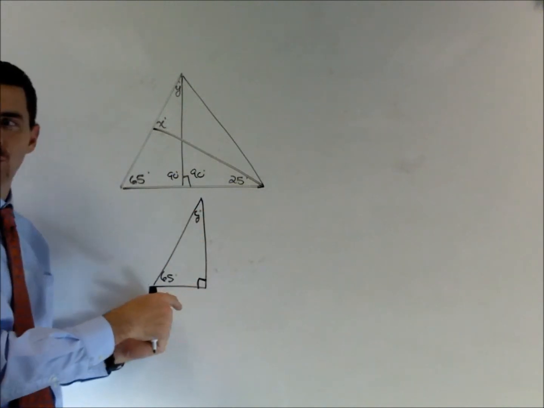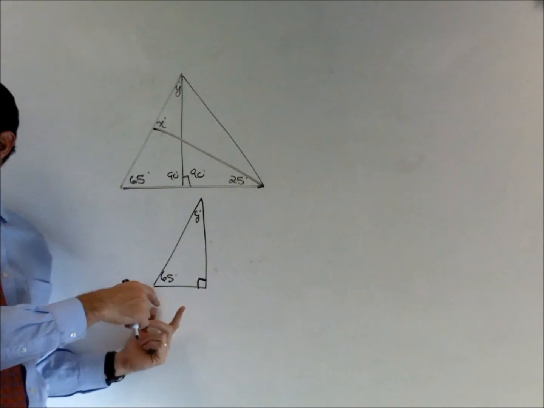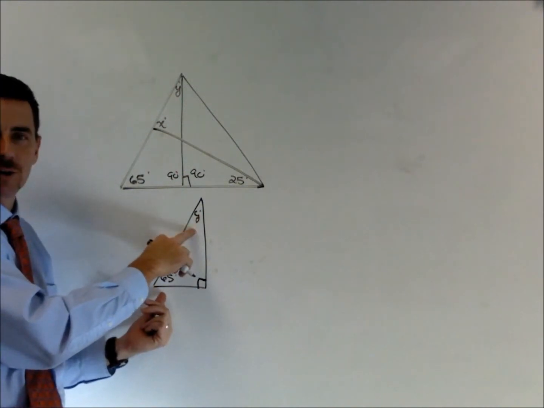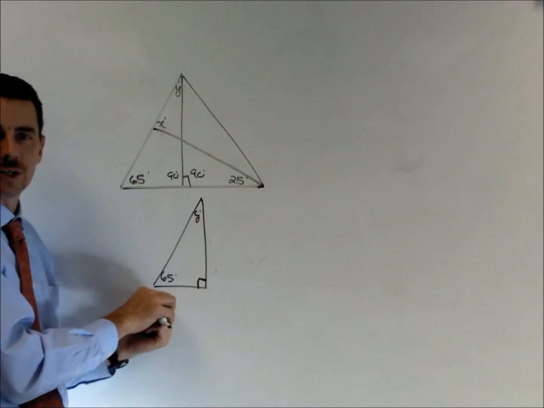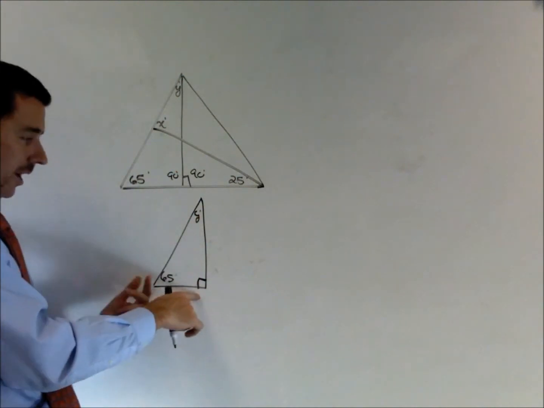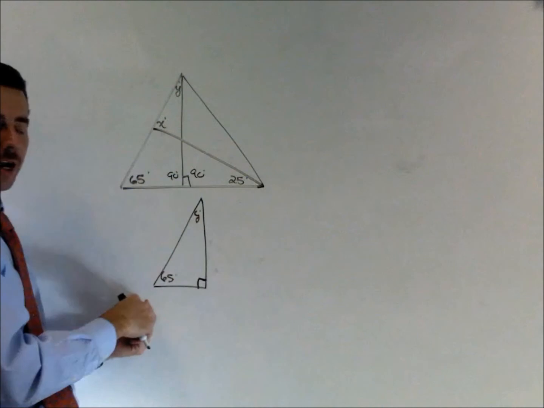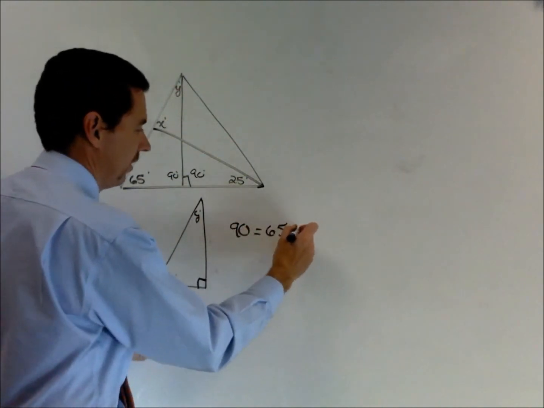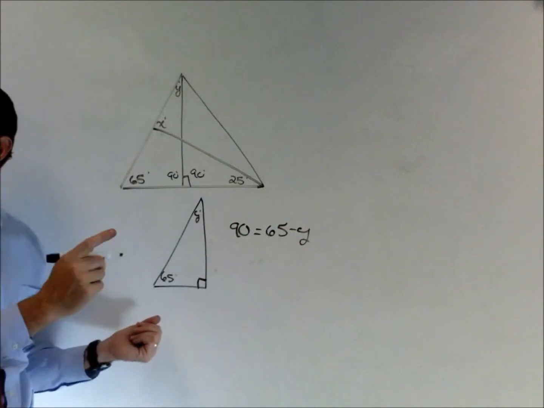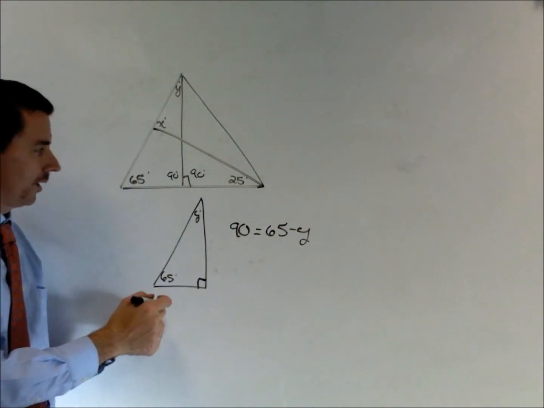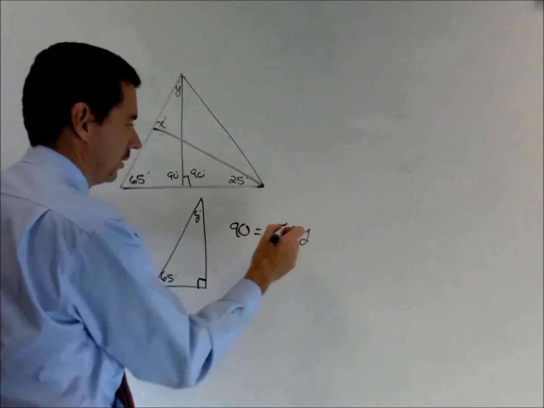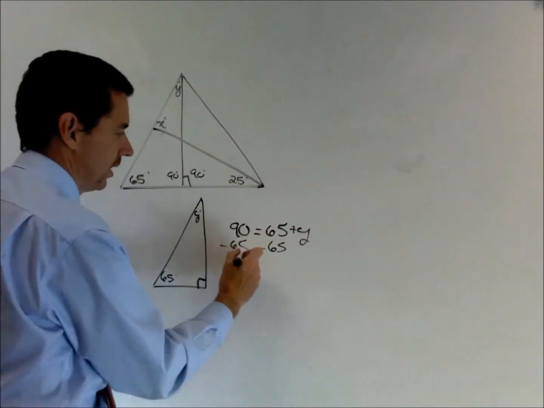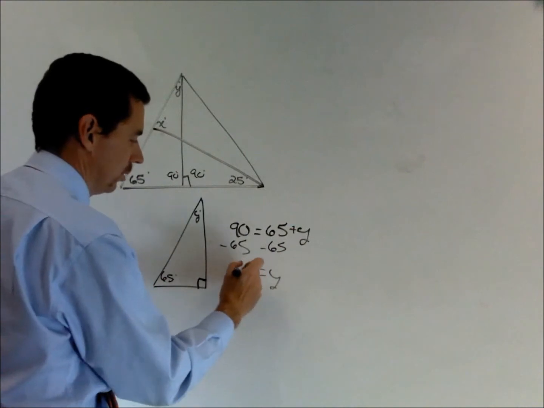More importantly, there's a theorem that talks about the acute angles of a right triangle. The acute angles of a right triangle have to add up to 90. So obviously if that's 90, 180 minus 90 would leave us with 90 for both of those. So I can set this up and say 90 equals 65 plus y, and now we're solving this for y. So I'm going to subtract 65 from both sides, and that's going to leave us with y is equal to 25 degrees.